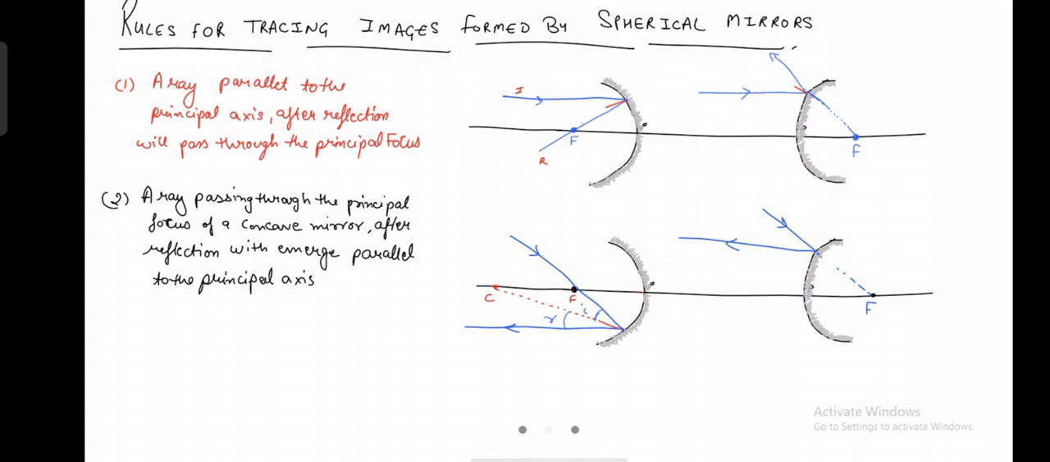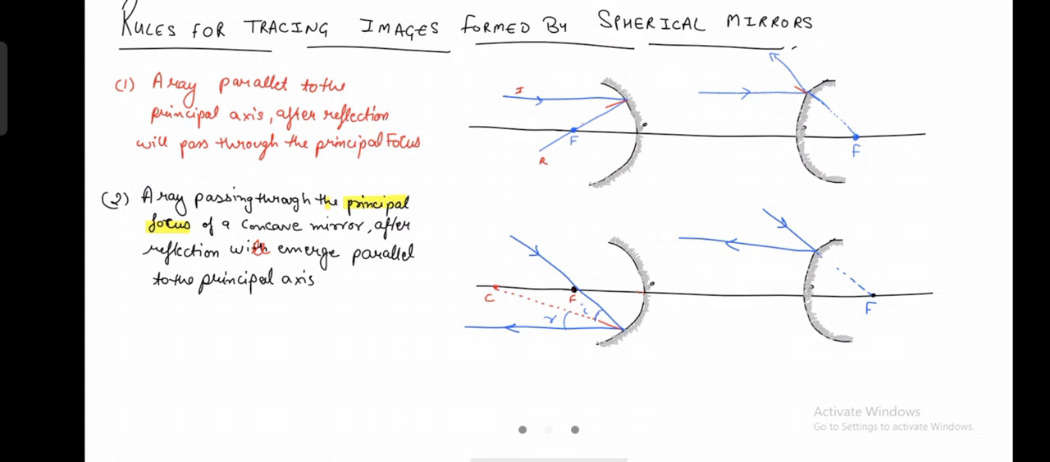Let's read the definition also: a ray passing through the principal focus. We see one line is coming which is passing through the principal focus of a concave mirror. After reflection, it will emerge parallel to the principal axis. I have written "will" over here, right? So what will happen?